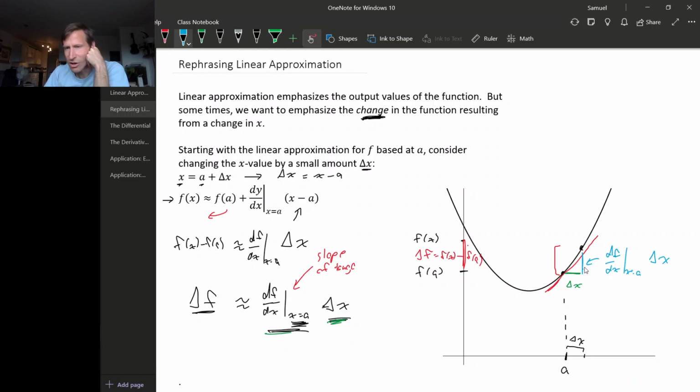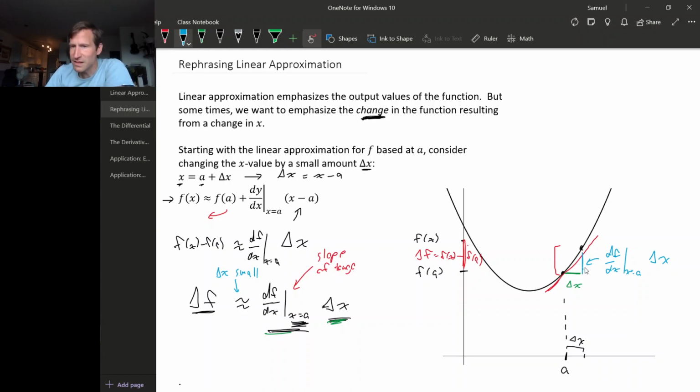And you can see that although the blue distance isn't equal to this vertical red distance, it's pretty close. The piece that we're missing is just this little gap between this black dot and the blue bar. And in fact, the smaller that delta x gets, the better this approximation becomes. So this approximation is only good when delta x is very small.